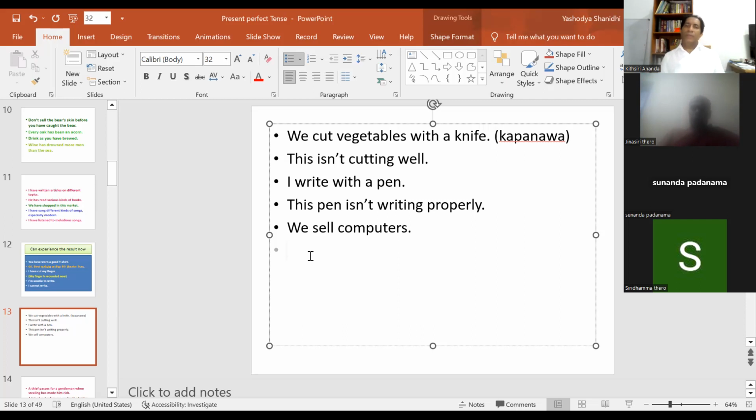That is the place where we get stuck. Whenever we want to converse, we get stuck. This is the place where you get stuck. You tend to find a different word for intransitive.